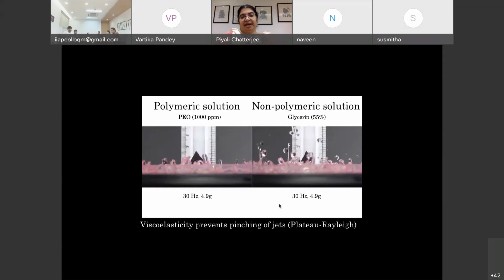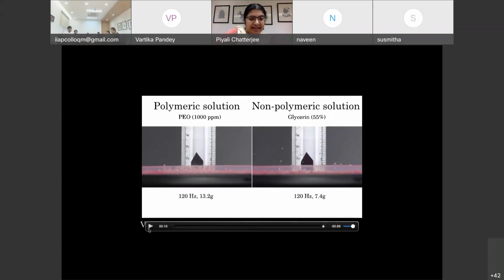Now here, suppose you apply this large amplitude excitation for polymeric and non-polymeric solutions. So you do an experiment side by side. Here you see that the one on the left is the polymeric solution, and we are exciting it using the same amplitude. It is about 5 times the Earth's gravity and at a frequency of 120 hertz. So here you can see the frequency and the acceleration amplitudes. In one case, you see a lot of droplet formation, and in one case, you don't see any droplet formation.